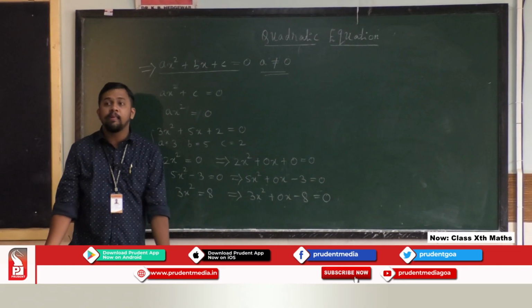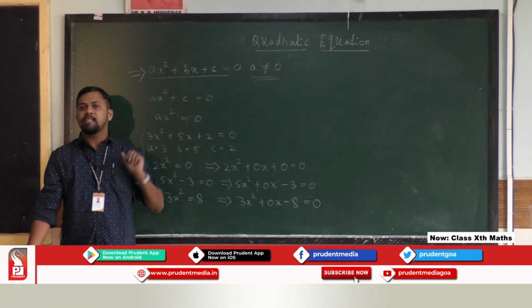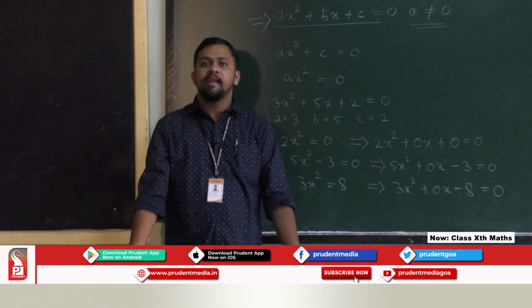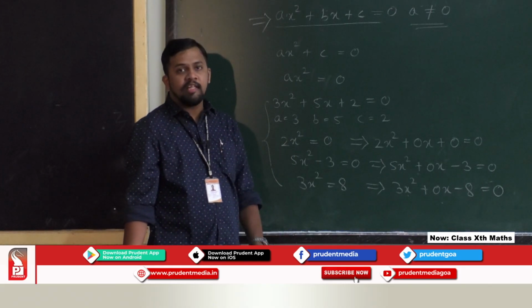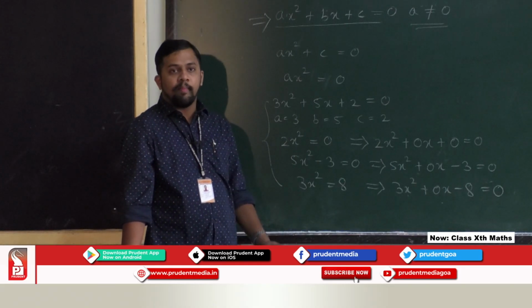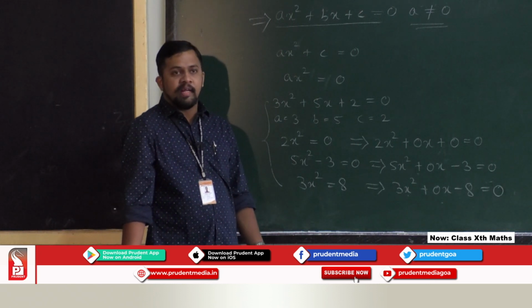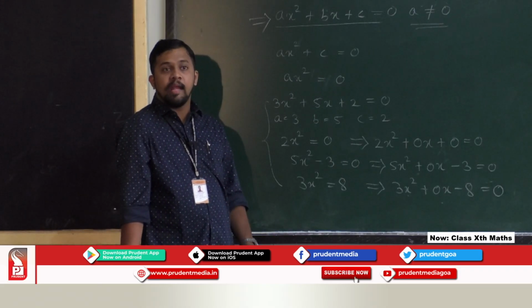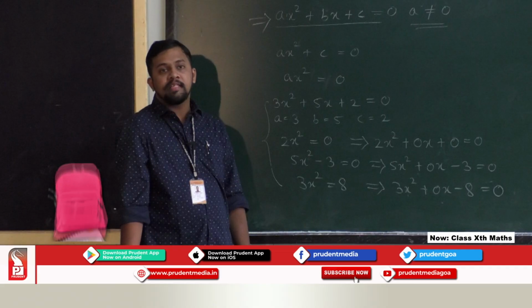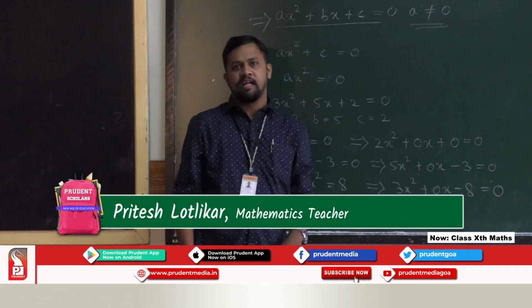First one, a plus b the whole square. We know it is a square plus 2ab plus b square. Second, a minus b the whole square, which is a square minus 2ab plus b square. Then a square minus b square is a plus b, a minus b. And x plus a, x plus b is equal to x square plus (a plus b) x plus ab. These were the 4 general identities which were learned in earlier classes.